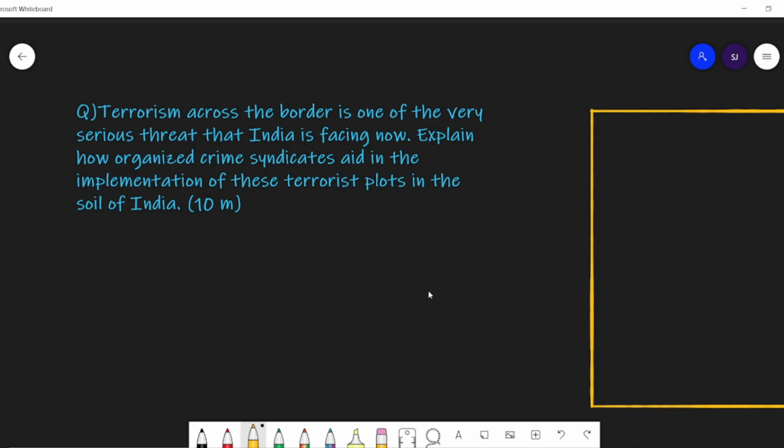So this is a sample question from our ACUMEN MAINS answer writing program. That is, terrorism across the border is one of the very serious threats that India is facing now. Explain how organized crime syndicates help in the implementation of terrorist plots on the soil of India. This is the question we had put today.